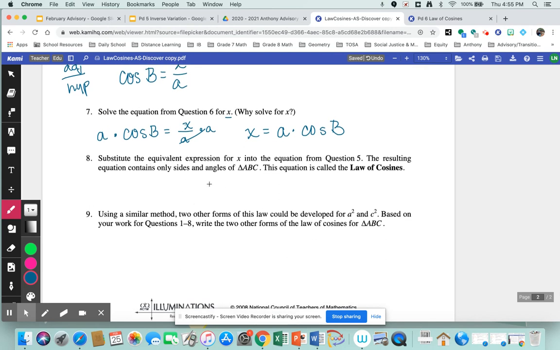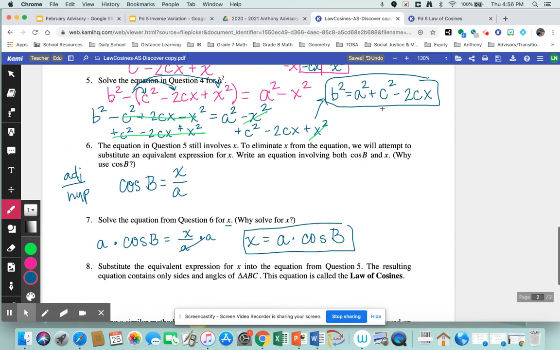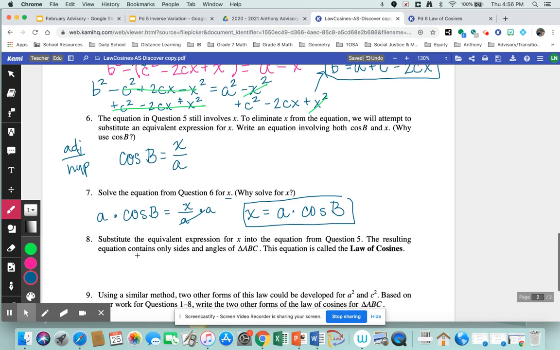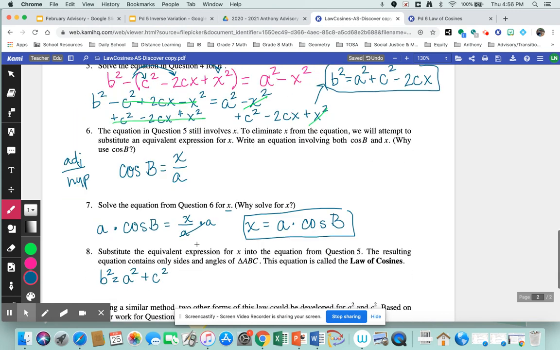Step 8, we're almost there. Step 8 tells us to substitute the equivalent expression for x right up here into the equation from question 5. So let's go back and see what we had from question 5. Okay, so it was b squared equals a squared plus c squared minus 2cx.